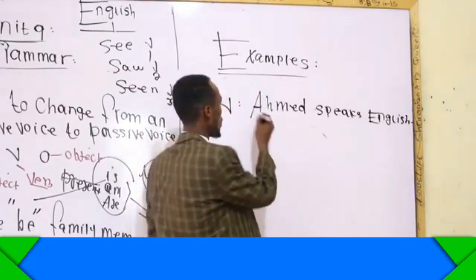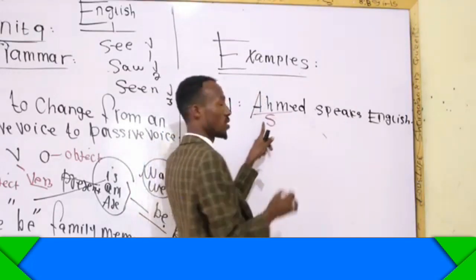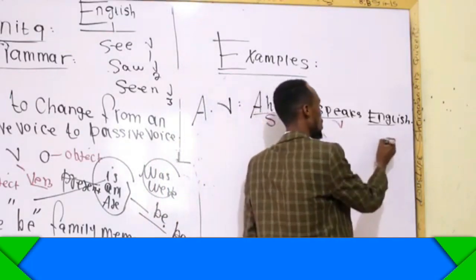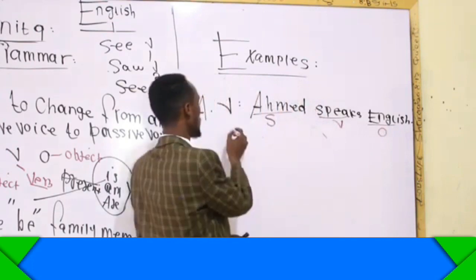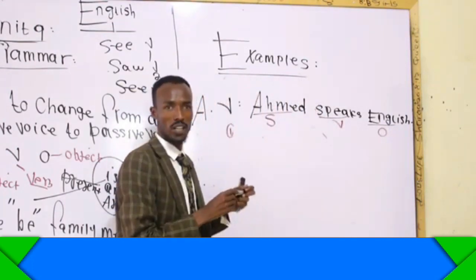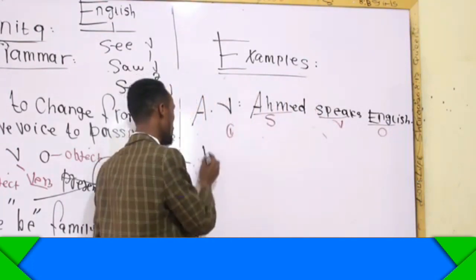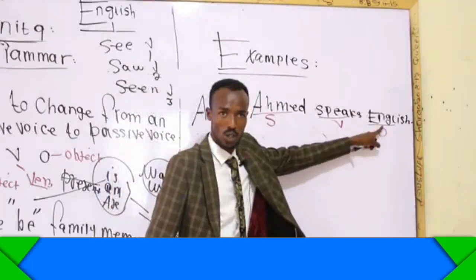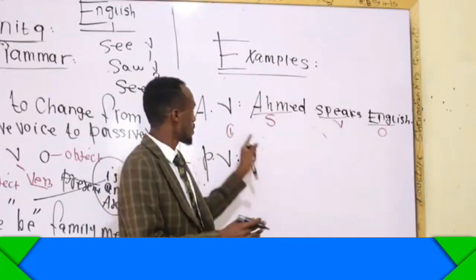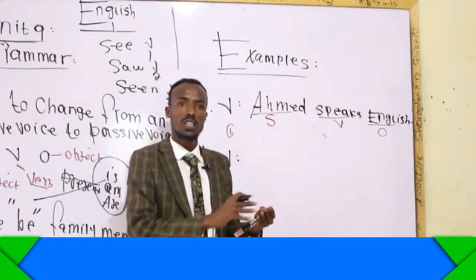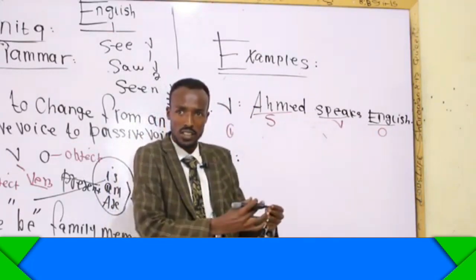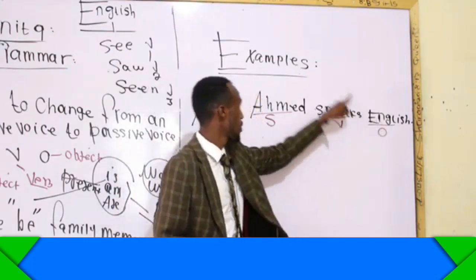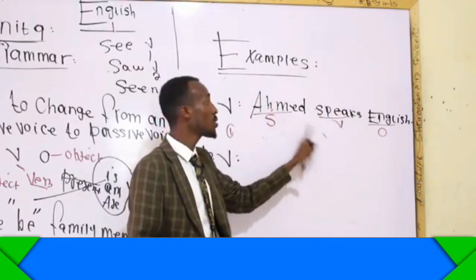Why? Because this one is the subject, this one is the verb, and the last one is the object. Now that's step number one. When you change to a passive voice sentence, you have to begin with the object. Always they flip-flop. The subject and the object exchange turns. The object becomes the subject, and the subject becomes the object.